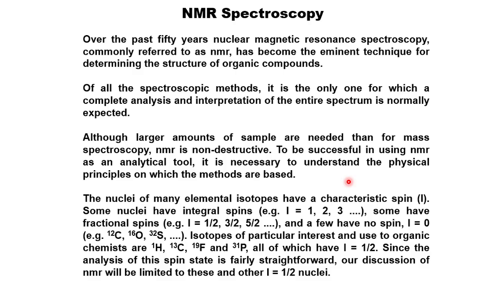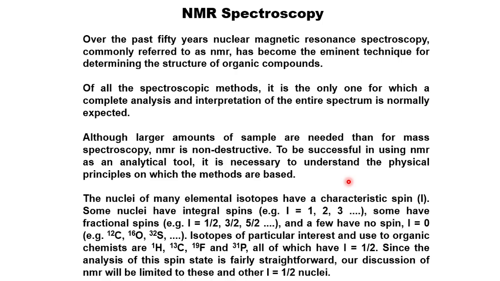That is the eminent technique for determining the structure of organic compounds. Of all the spectroscopic methods, it is the only one for which a complete analysis and interpretation of the entire spectrum is normally expected. Although larger amounts of sample are needed compared to mass spectroscopy, where you need a very small amount, in NMR it is not too large. At most, you may need around 8 to 10 mg to do NMR analysis. But the advantage is that it is a non-destructive analysis. After doing the test, you can take the sample and do other physical testing.